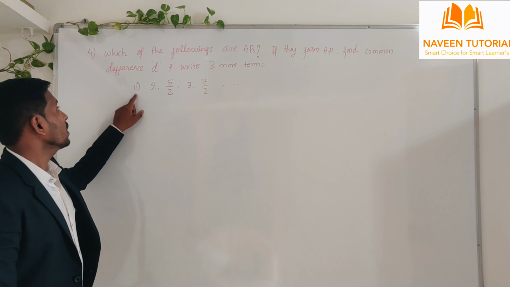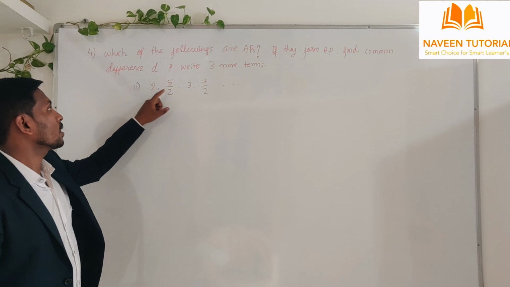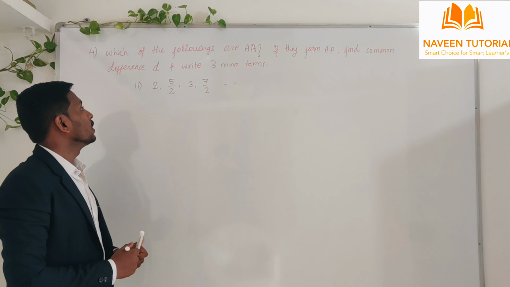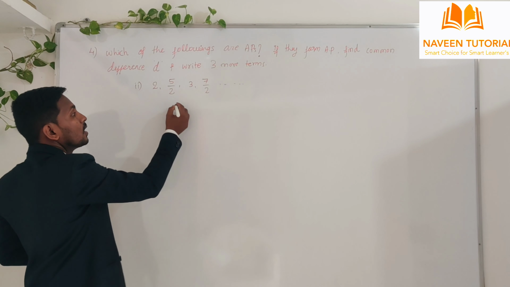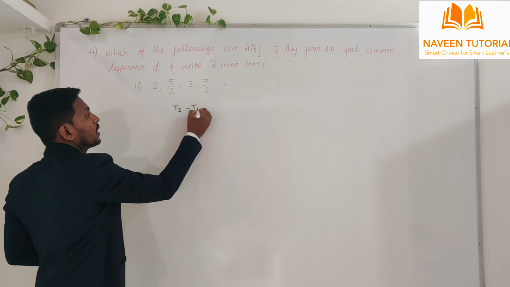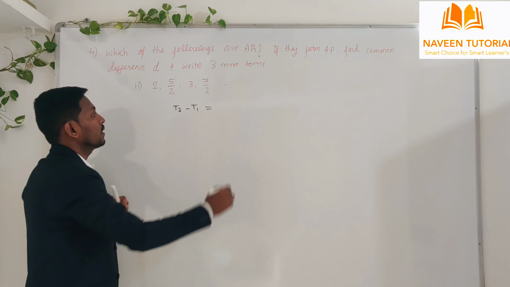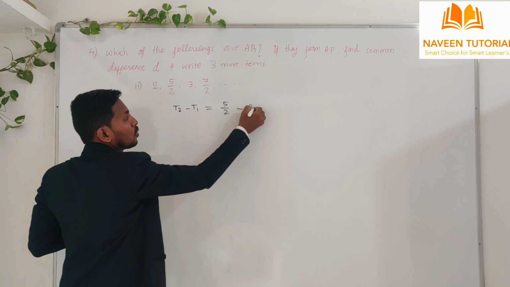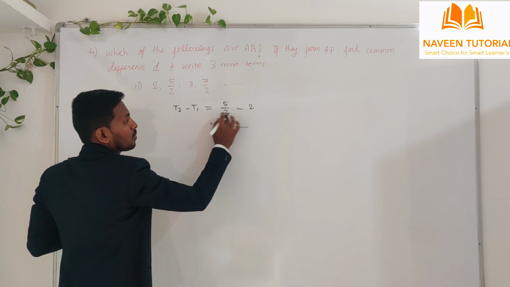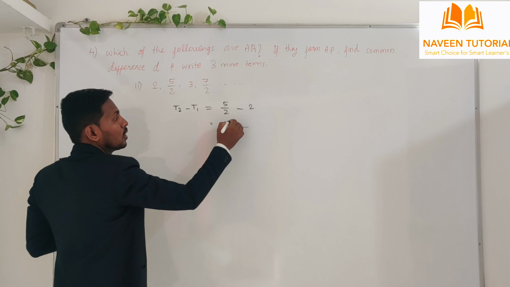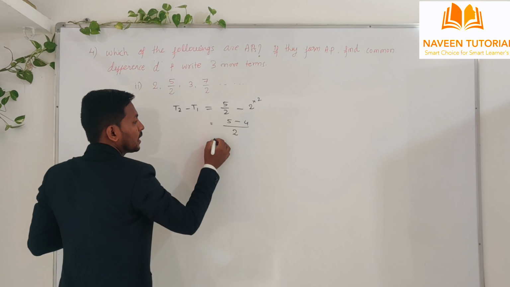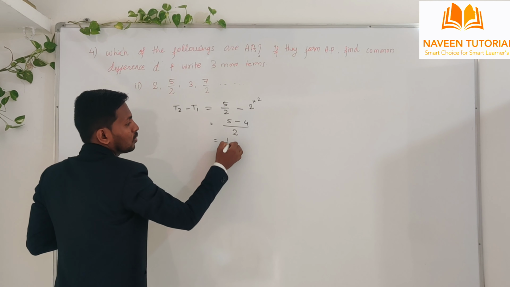Here is Roman numeral 2 question. The terms are 2, 5 by 2, 3, and 7 by 2, and so on. First we have to check T2 minus T1. The T2 minus T1 value is 5 by 2 minus 2. Now take the LCM of 2 and 1, which is 2. So here 5 minus 4, that is 1 by 2.